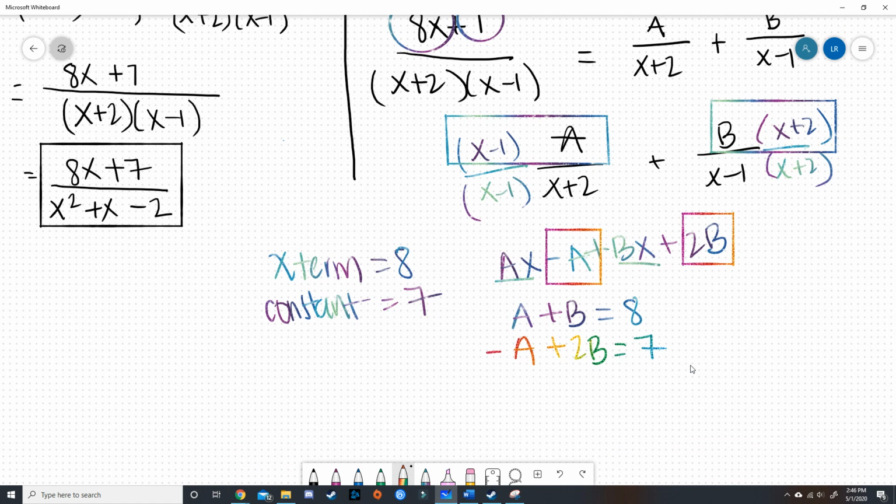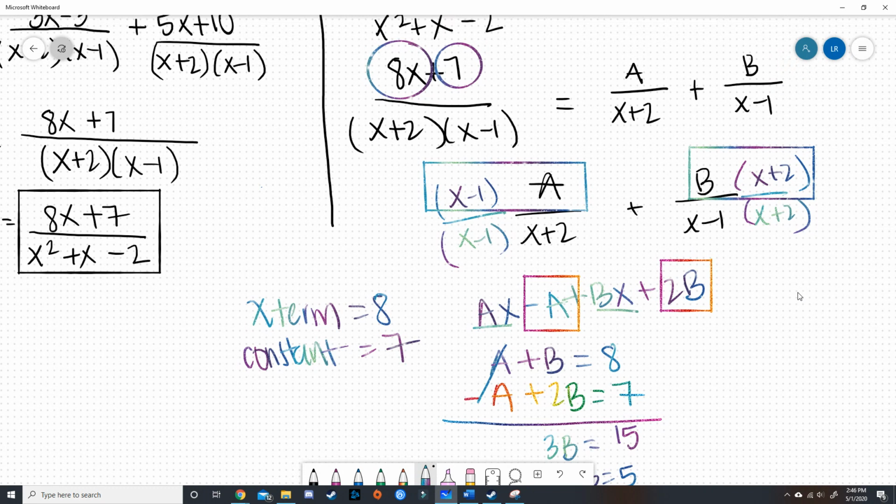Now, this is a system of equations. We can solve this. So a minus a is 0. It cancels out. b plus 2b is 3b. And 8 plus 7 is going to be 15. b equals 5.